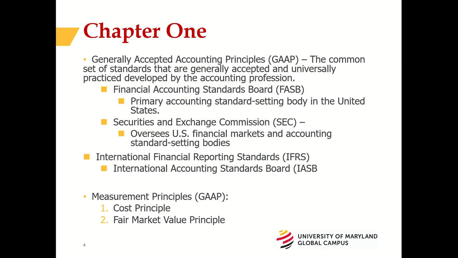Chapter 1 goes into generally accepted accounting principles, GAAP. It's the common set of standards that are generally accepted and universally practiced. It's developed by the accounting professionals. These standards tell how to report individual events. You have the FASB, the Financial Accounting Standards Board, which falls under GAAP. It is the primary accounting standard setting body in the United States. You have the Securities and Exchange Commission, SEC. That's the agency of the United States government that oversees U.S. financial markets and accounting standards setting bodies.